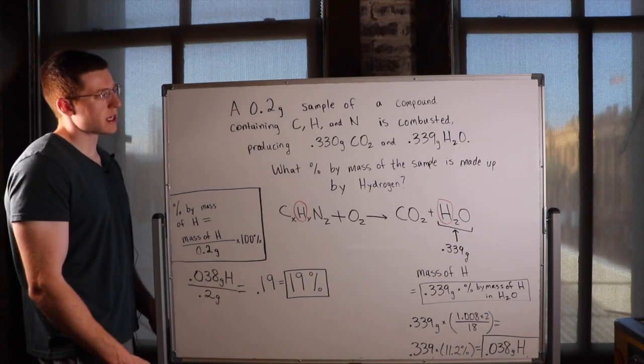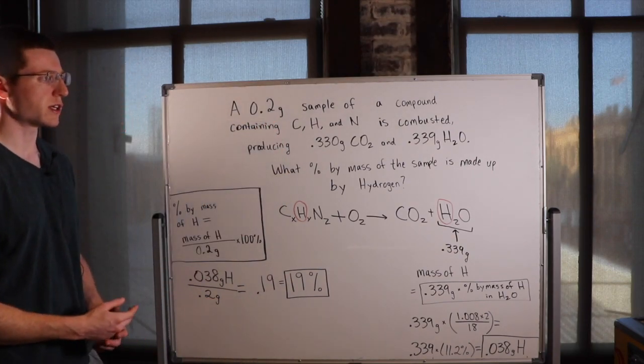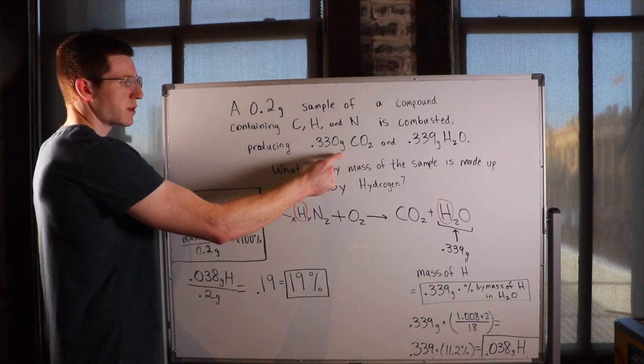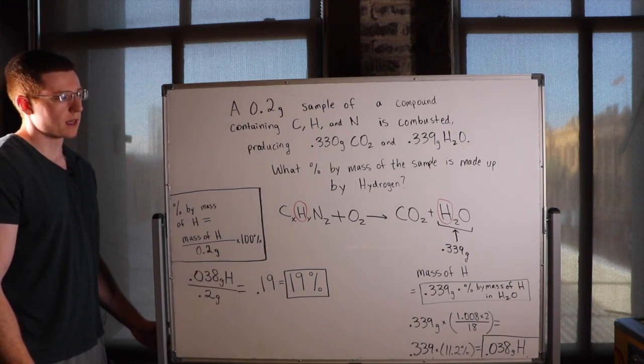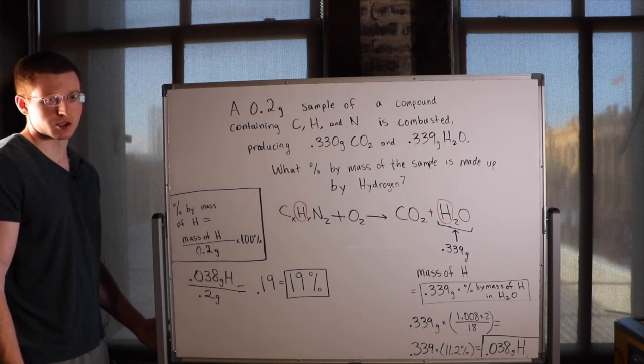Okay, so this next problem says that a 0.2 gram sample of a compound containing carbon, hydrogen, and nitrogen is combusted, producing 0.33 grams of carbon dioxide and 0.339 grams of water. And then we want to ask what percent by mass of the sample is made up by hydrogen.